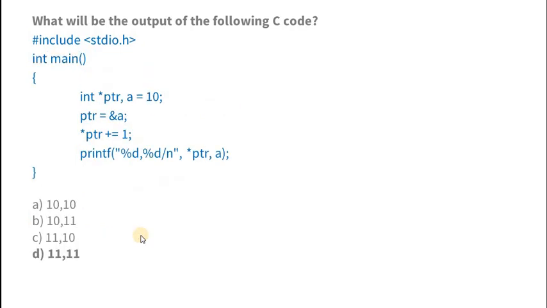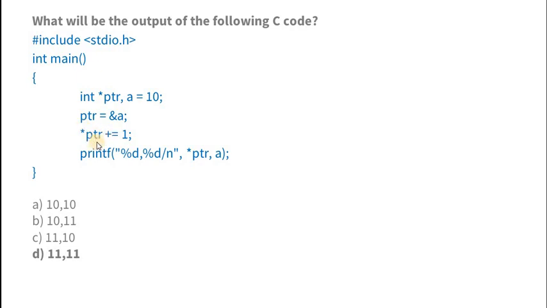What will be the output of the following C code? Now you can see I have included the concept of a pointer. There is one integer type pointer and variable a equal to 10. The address of a is assigned to the pointer, and after that I have included star ptr plus equal to 1. What does it mean? Star ptr equals star ptr plus 1. Now if you don't know what star ptr is, whether it is the address of a, the content value of a, or the address of the pointer itself, then you cannot answer it.